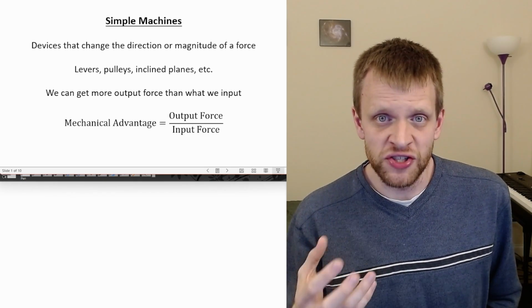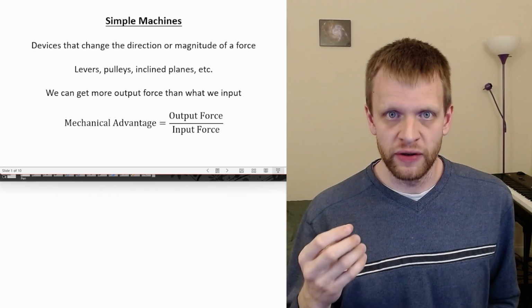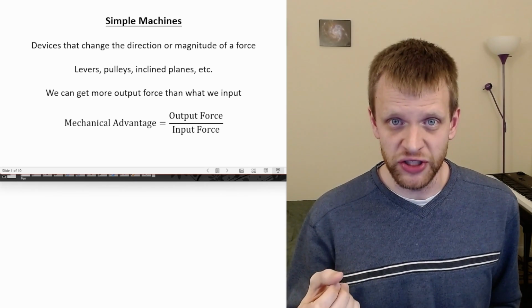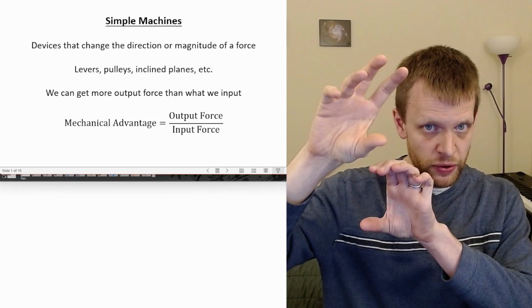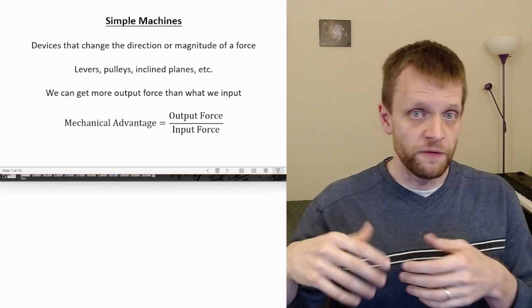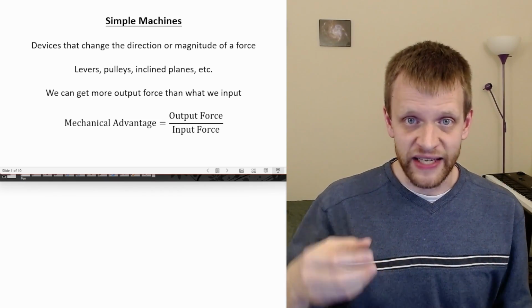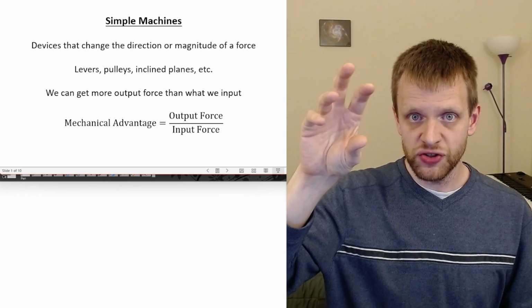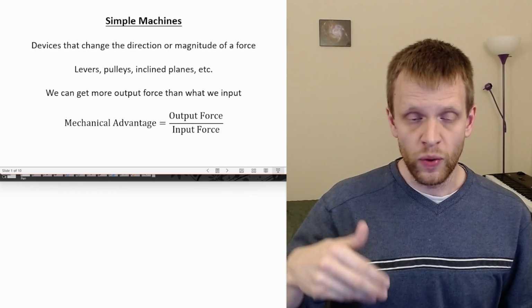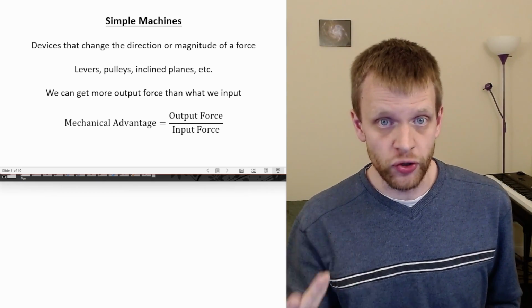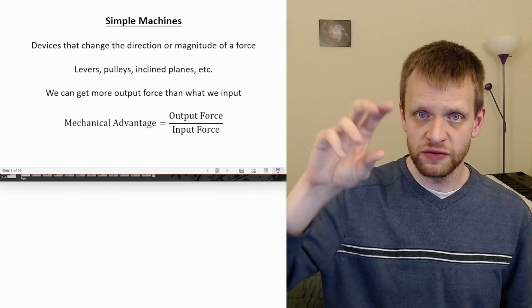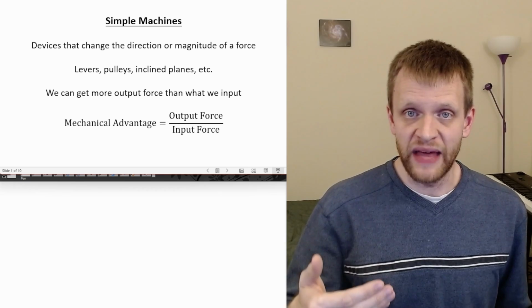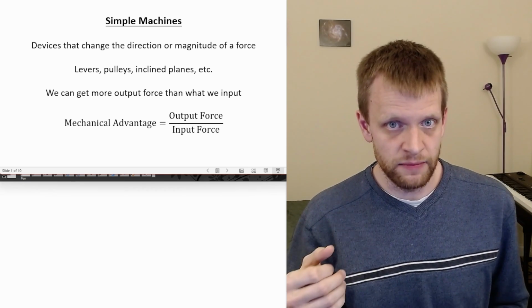And we measure this by what we call the mechanical advantage of one of these simple machines. How does the output force compare to how much force we put into that system? So if I have a device that gives me twice the output force compared to what I input, well, that mechanical advantage would be 2. If I have a device that gives me 10 times the output force compared to what I put in, well, that mechanical advantage would be 10 in this case.